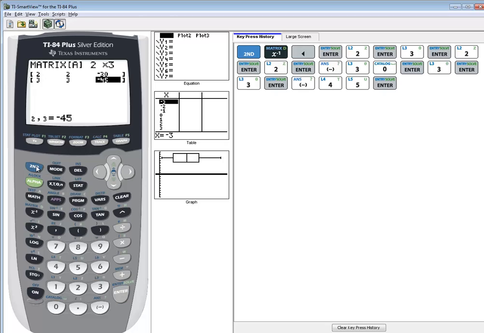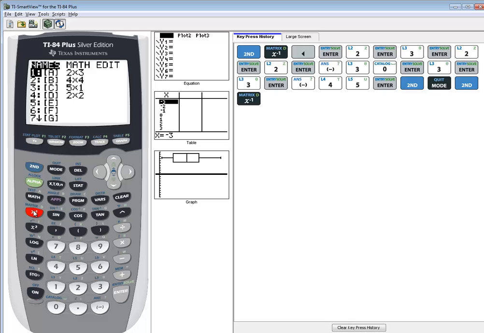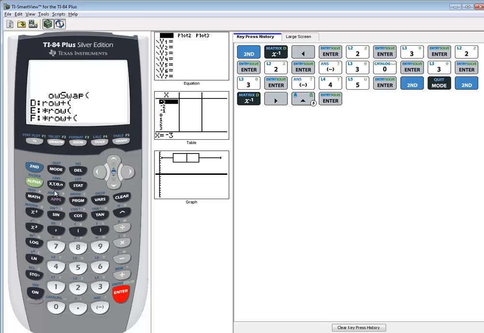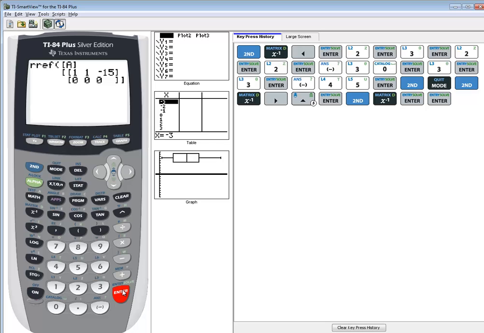Okay, now I do a second mode to exit out. Then I'll do my second x negative 1. Go over to math. And I'll choose RREF, so I'll up arrow over and over until I get to it. Press enter on it. Go back to my matrix menu. Do enter on A. Enter again.